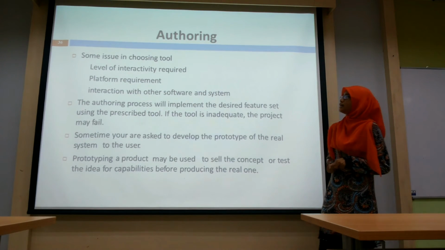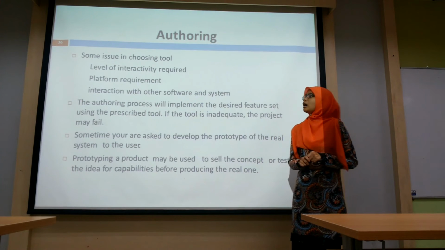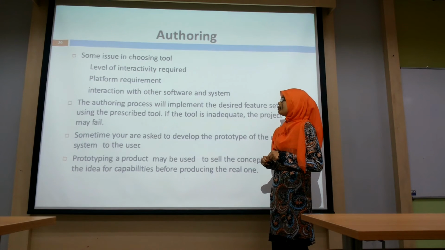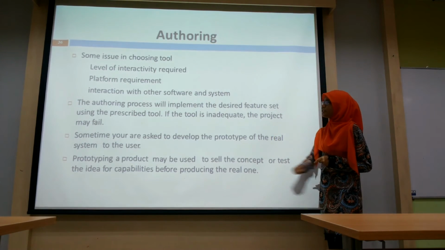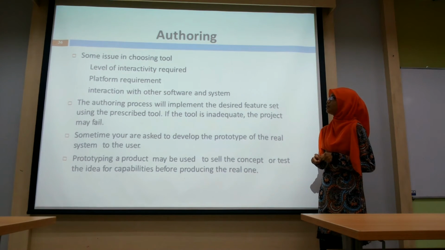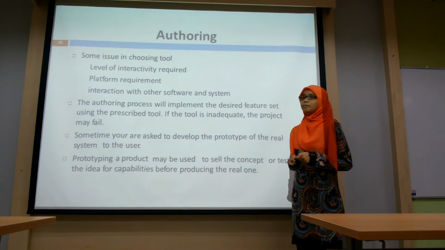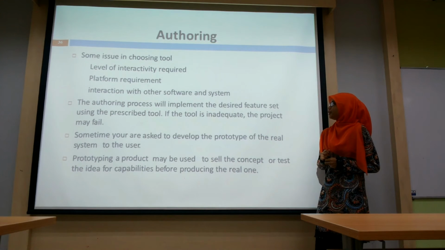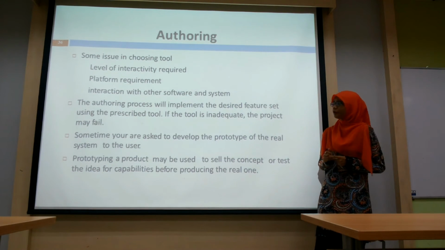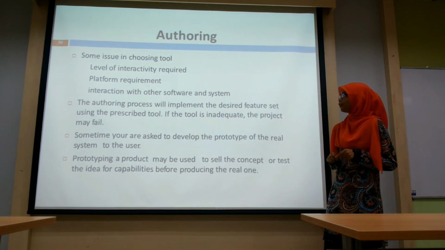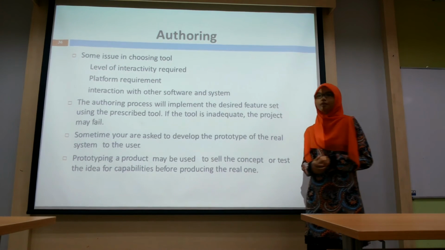Next. Some issues in choosing a tool include the level of interactivity required, platform requirements, and interaction with other software and systems. The second point is that the authoring process will implement the desired feature set using the prescribed tool. If the tool is inadequate, the project may fail. Sometimes you are asked to develop a prototype of the real system for the user. A prototype may be used to sell the concept or test the idea for capabilities before producing the real one.